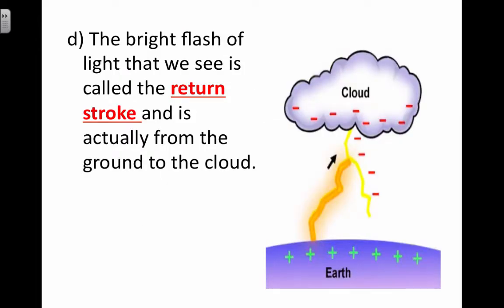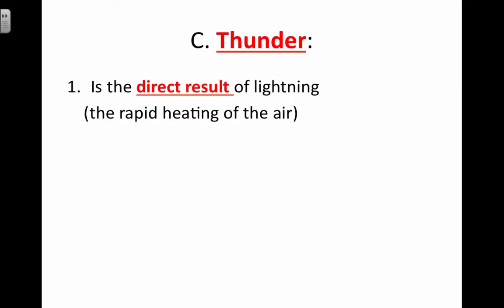The bright flash of light that we see is actually called a return stroke, and it is what happens after the leader. It comes down, it hits whatever the opposite charge is, and then it flashes back. But light is so fast, remember it's 300,000 kilometers a second, so it's so fast our eyes can't register which way it's going. Thunder is a result of lightning, so it should be lightning and thunder, not thunder and lightning, okay?